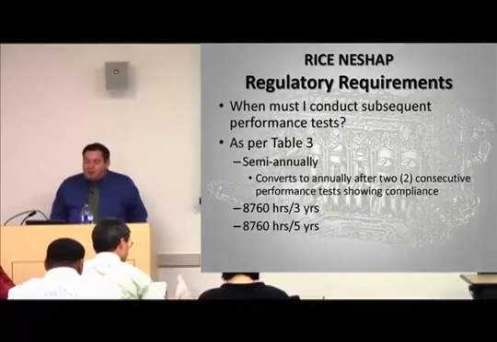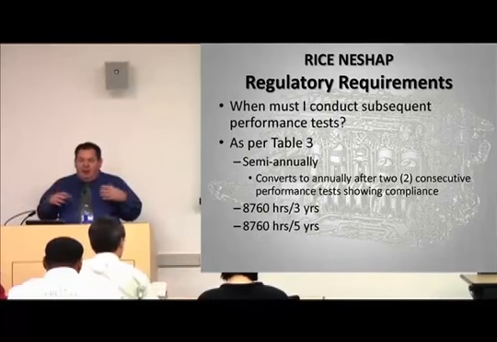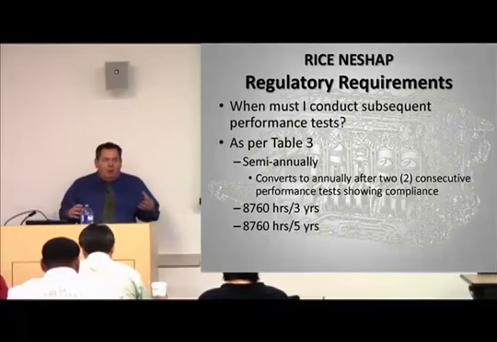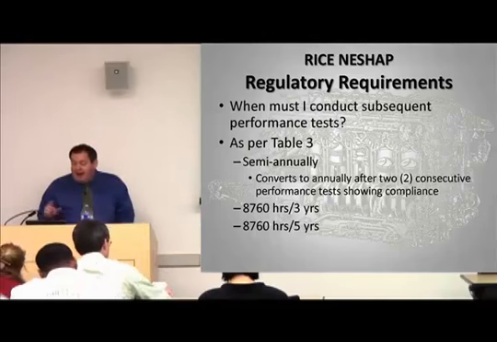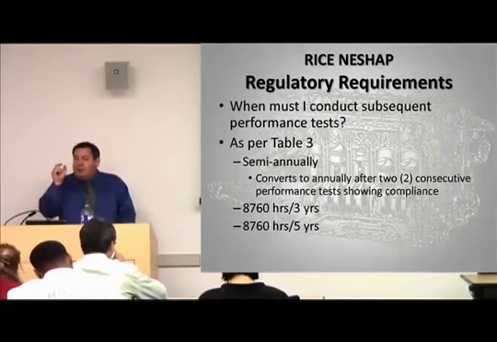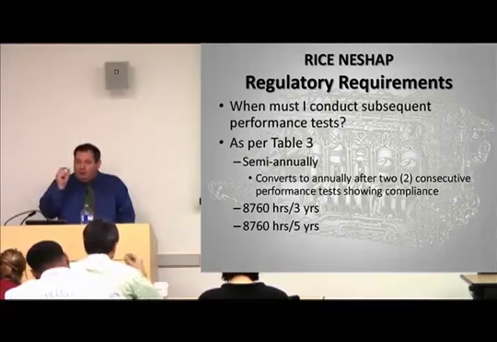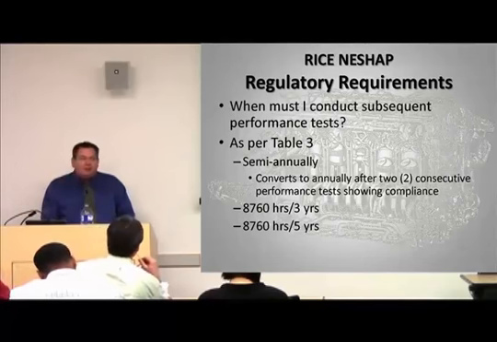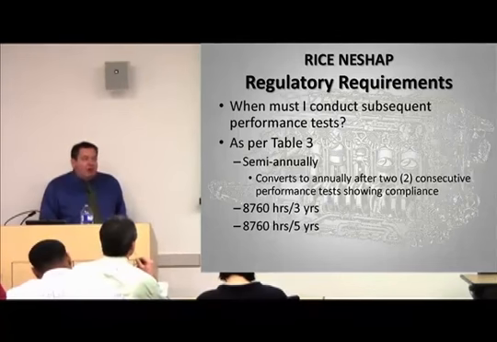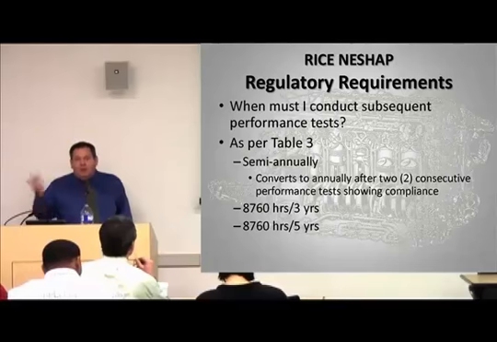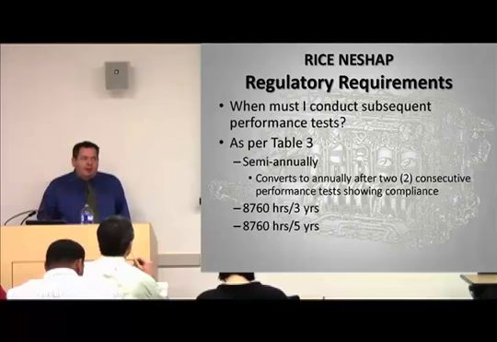When must I conduct subsequent performance tests? This is in Table 3. It talks about what gases you're measuring and what the intervals are. For many engines, it's semi-annually, unless you demonstrate compliance with 2 consecutive semi-annual tests, then you can change to annual tests. And you can remain in the annual testing mode until you fail to demonstrate compliance through a performance test, at which time you go back to semi-annual. So the best answer is semi-annual until you demonstrate compliance 2 times consecutively, then you transition to annual.